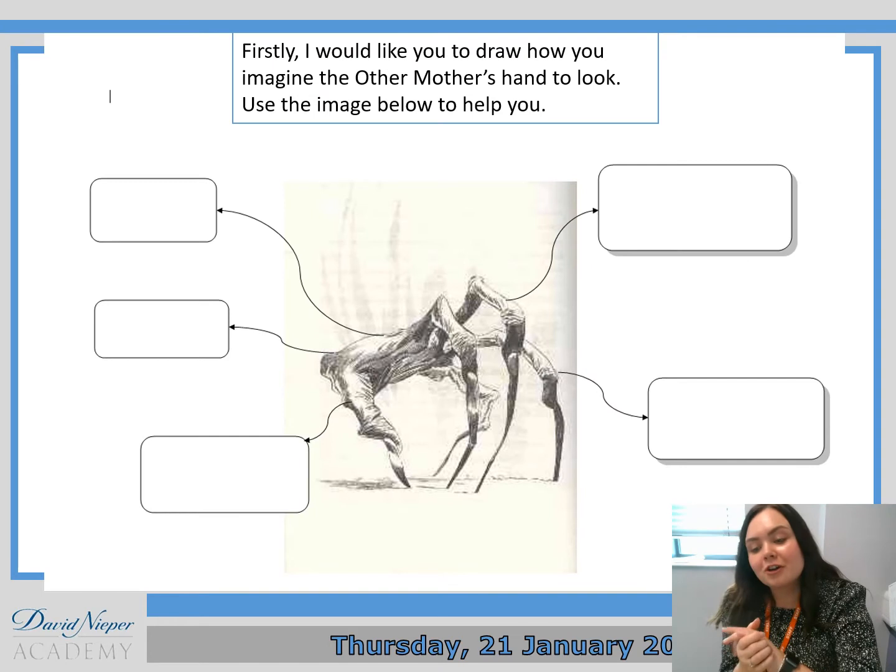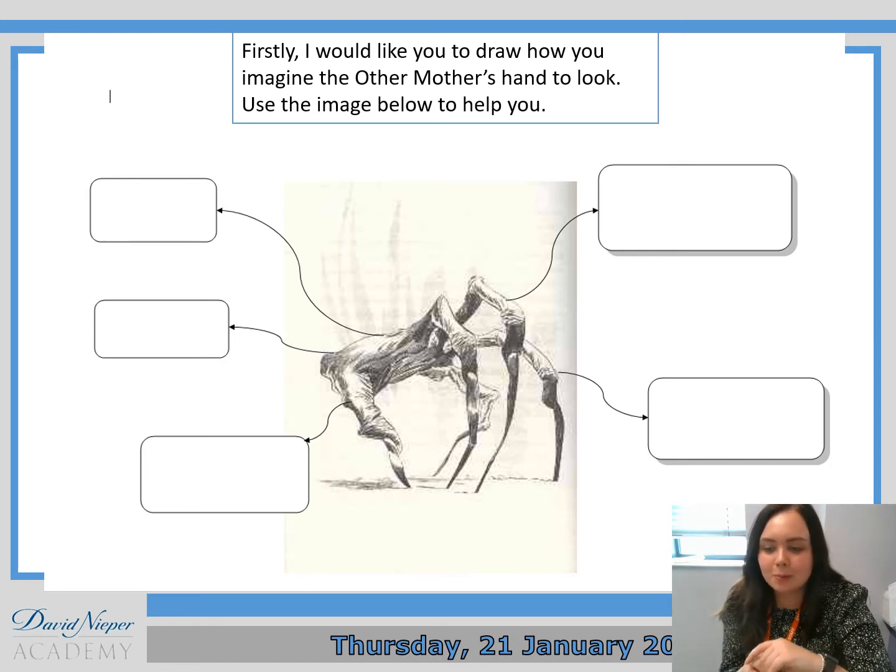So this lesson we're going to continue with chapter 12 and we're going to read chapter 13 next week, okay? So what I would like you to do is draw how you imagine the other mother's hand to look. There's an image on my screen to help you. You're going to need room around it, so make sure you put it in the middle of a page, okay? And make sure that you use the description in chapter 12 to help you to draw this, okay? So you've got to draw the other mother's hand for me.